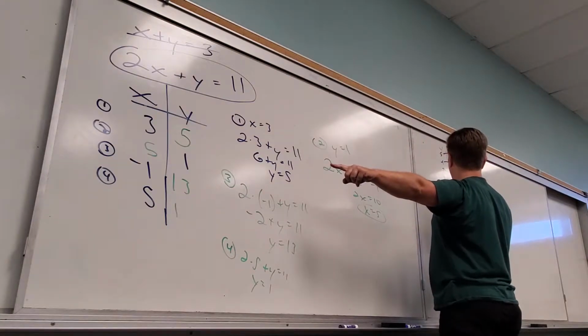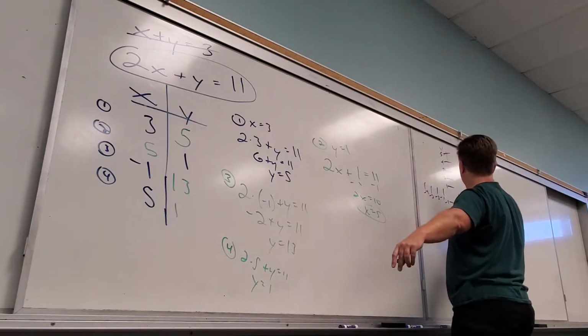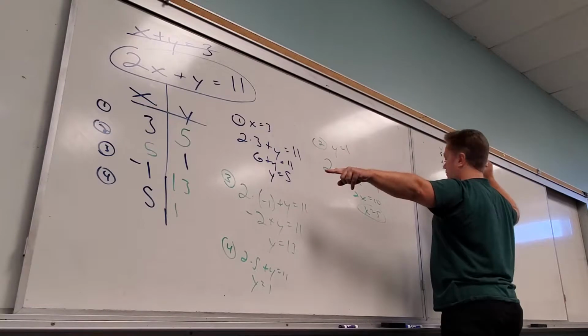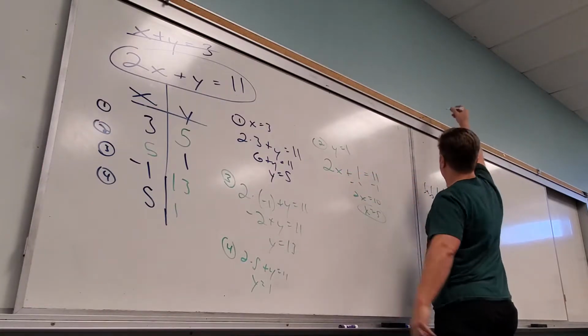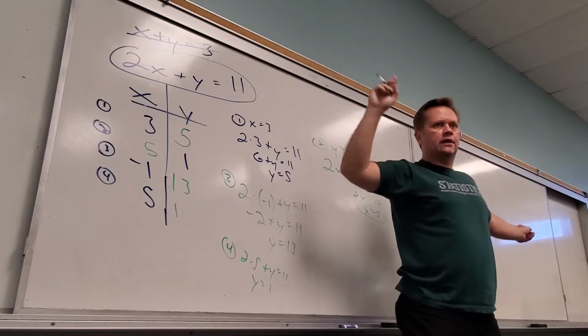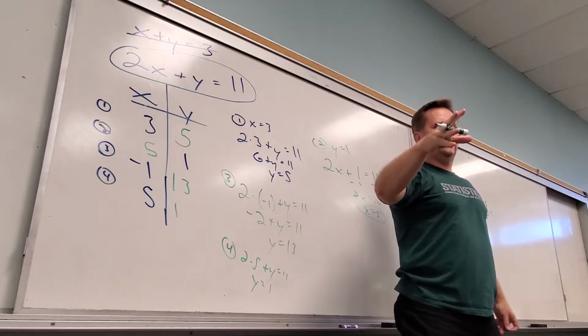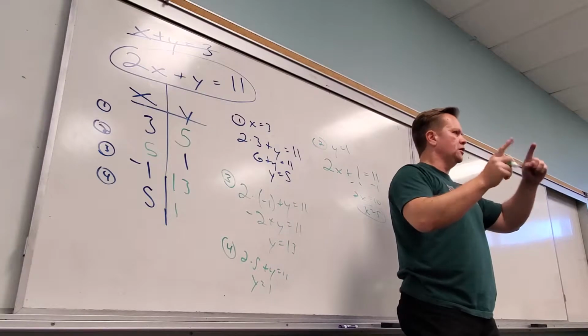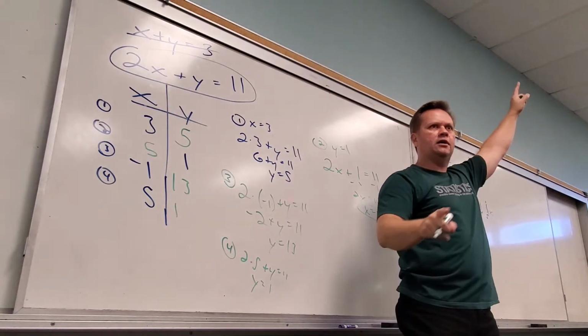5 and 1. Bam. I don't want to do -1, 13, right? No. Chose not to. I don't have to. Because how many points are on this line? Infinite. Infinite number. So who cares which 3 I use? It's going to be the same line no matter what.